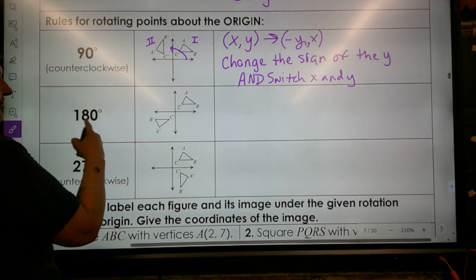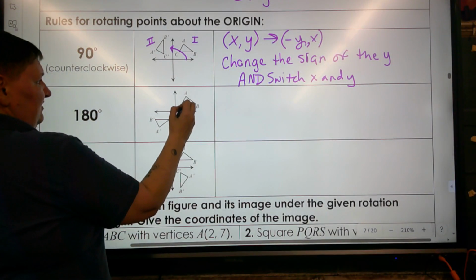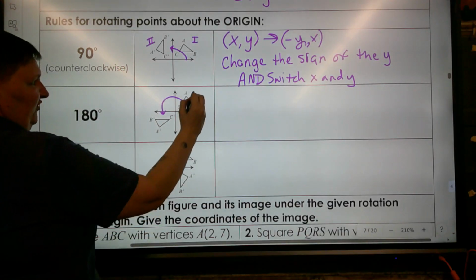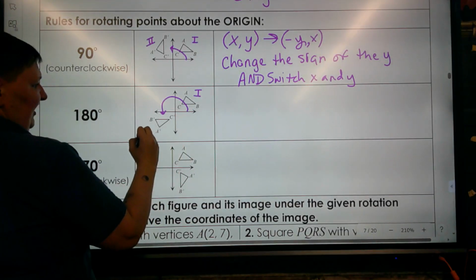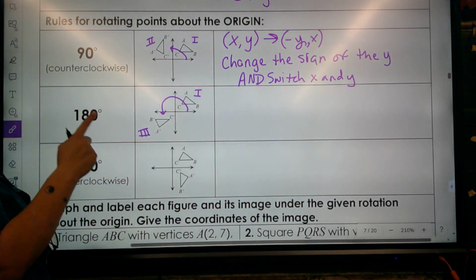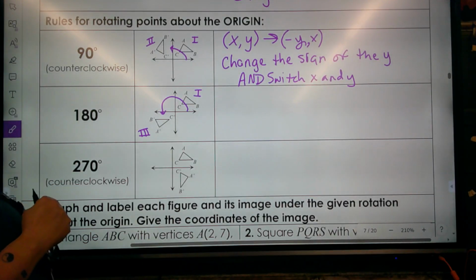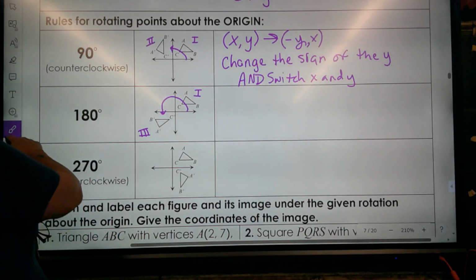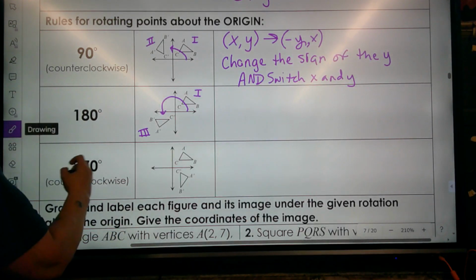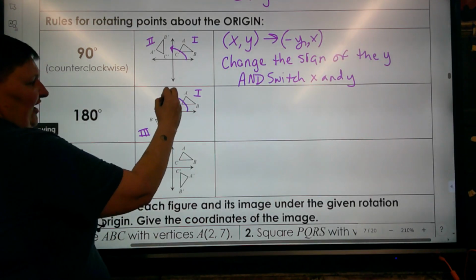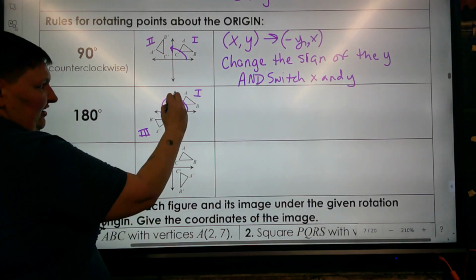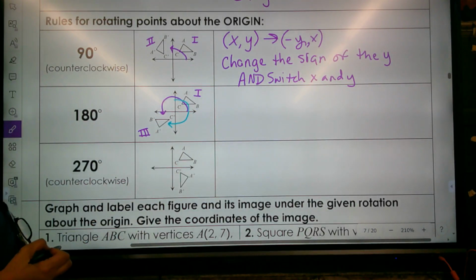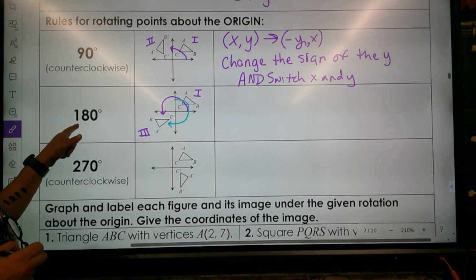To rotate 180 degrees, we're rotating 2 quadrants. So if it starts in 1, you're going to end in 3. You're rotating 2 quadrants this time, a half circle, 180 degrees. And it doesn't matter if it's clockwise or counterclockwise, because if you go counterclockwise, you end here. If you go clockwise, you end here. So either way, you end up in the same place. That's why it doesn't say clockwise or counterclockwise.